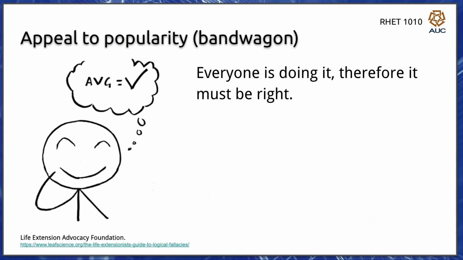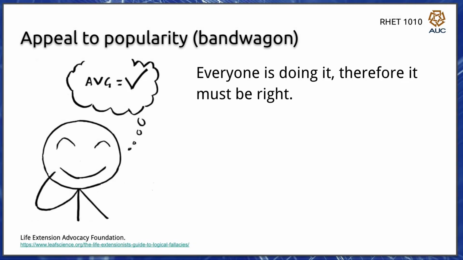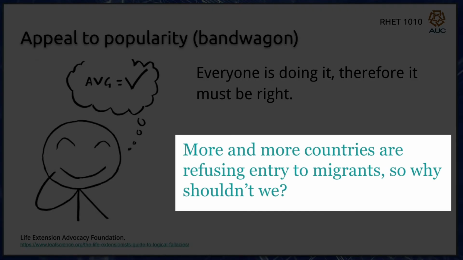Another type of logical fallacy is called the appeal to popularity, or sometimes we call this the bandwagon approach, or getting on the bandwagon. And it basically says, everyone's doing it, therefore it must be right. You'll find this in arguments all over the place. For example, more and more countries are refusing entry to migrants, so why shouldn't we? What's the logic behind that? Well, the only logic really you can say is, well, everyone else is doing it, therefore it must be right.